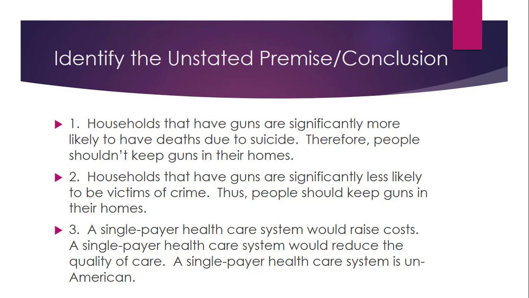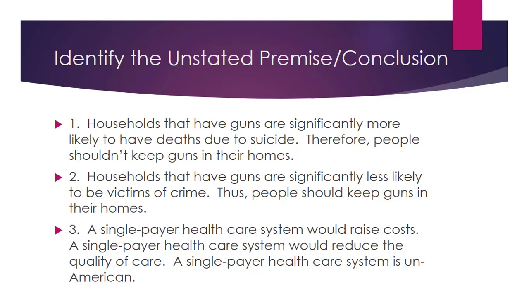Well, in this case, the unstated premise is that guns are used to commit suicide. Right? Households that have guns are significantly more likely to have deaths due to suicide. These guns are used to commit suicide, therefore people shouldn't keep guns in their homes. Right? If it was something like knives are used to commit suicide, well then there's no proper connection to conclude that people shouldn't keep guns in their homes, given the first premise that households that have guns are significantly more likely to have deaths due to suicide.